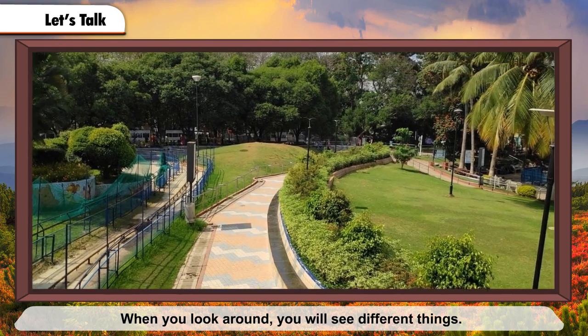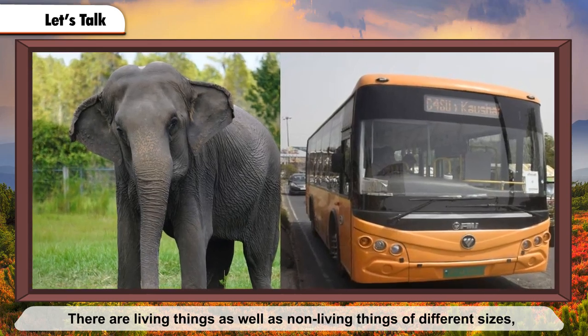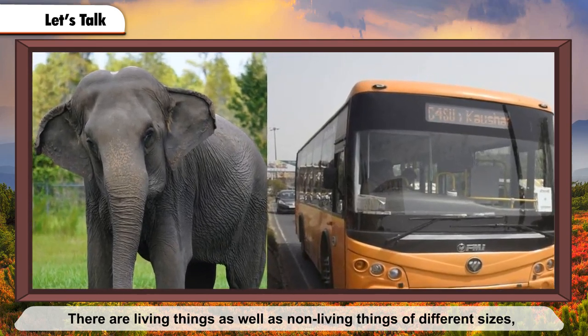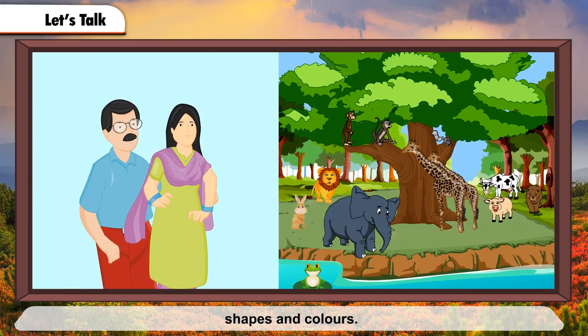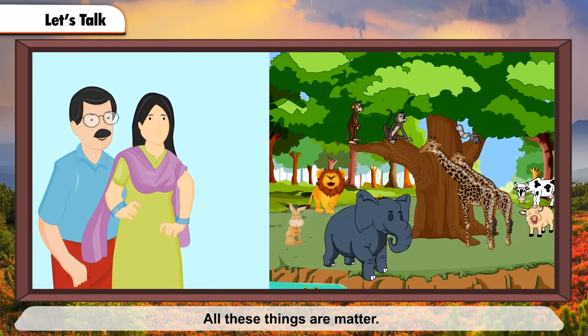When you look around, you will see different things. There are living things as well as non-living things of different sizes, shapes and colors. They have mass and occupy space. All these things are matter.